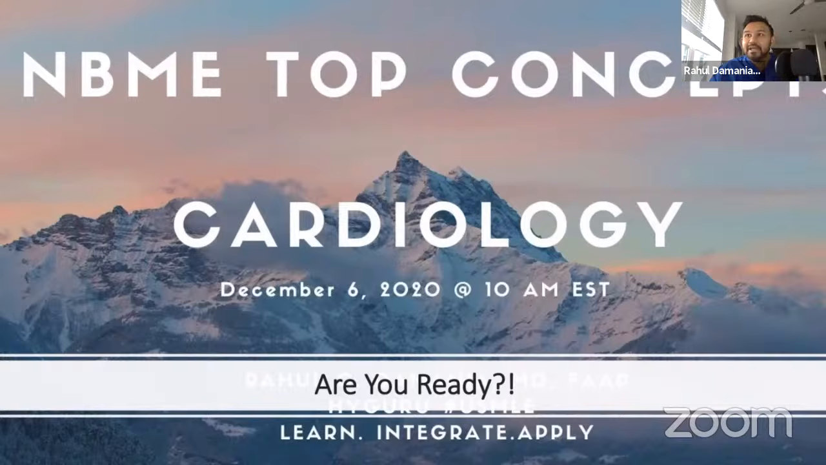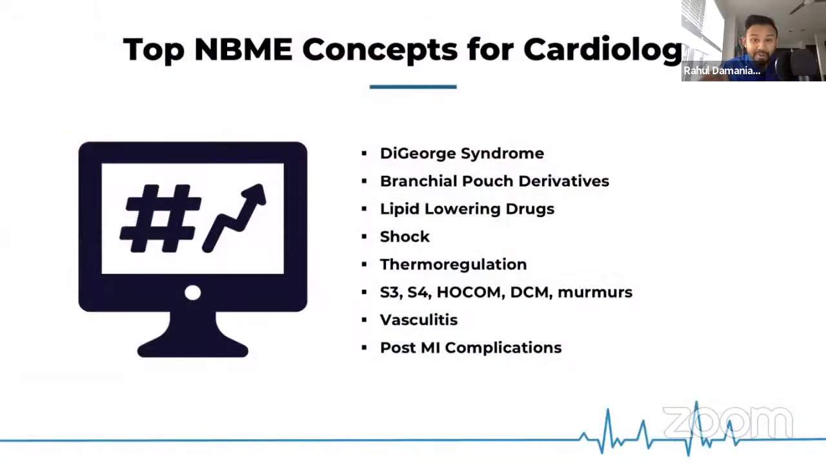Rashi, Dilip, Funmi, awesome. We got so many people here today. Let's go ahead and go through the outline of what we're going to be talking about. These are the top concepts that show up on all NBMEs related to cardiology. Number one, DiGeorge Syndrome. We are then going to go into a little bit of an integration of branchial pouch derivatives.